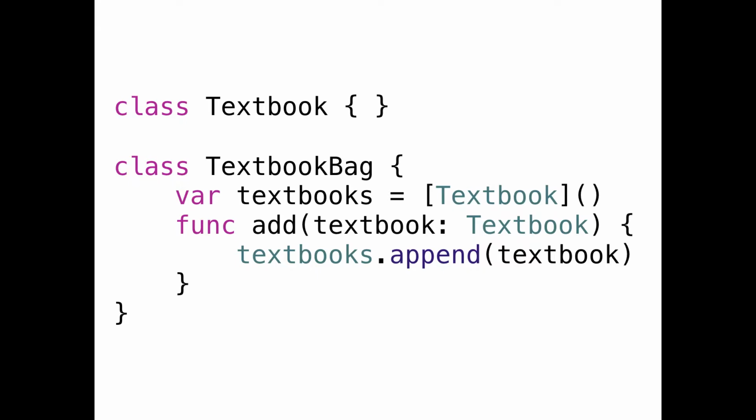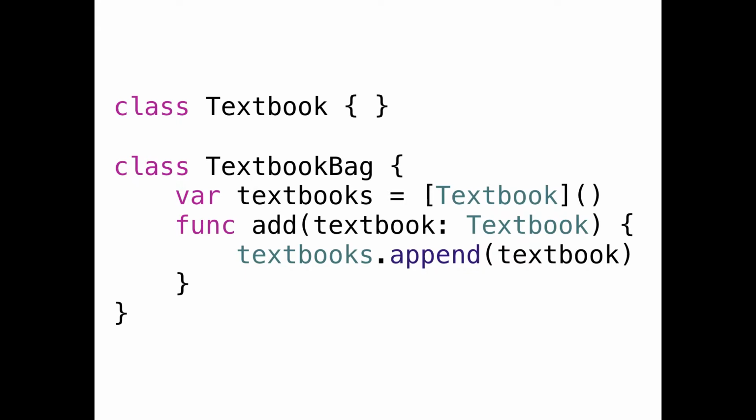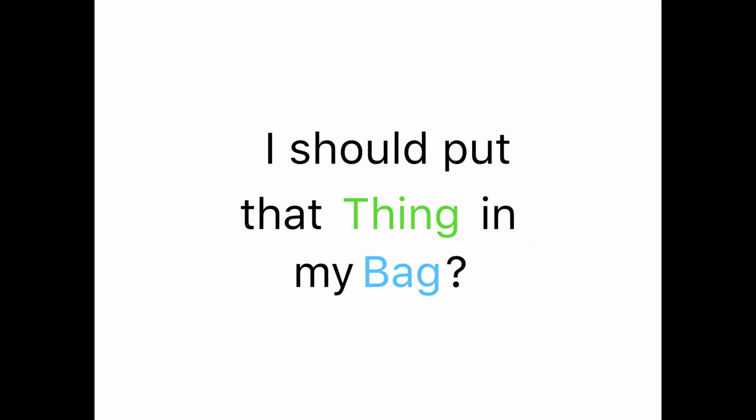So you've got two classes now that are rather similar. They're based off of the same principles of adding and holding objects inside your class, but they have to be separate because they utilize different types. We extract from there that I should really put that thing in my bag. That's what we think about for both the apple picking case and for the textbook case. In both cases, we've got something that's going to go in our bag.